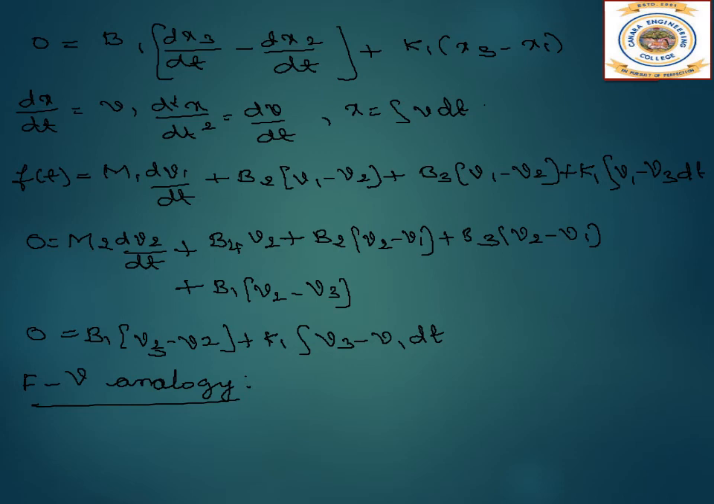So, force-voltage analogy. Force is analogous to voltage and velocity is analogous to current. M is analogous to L, B is analogous to R, K is analogous to 1 by C. Now let us do the substitution.